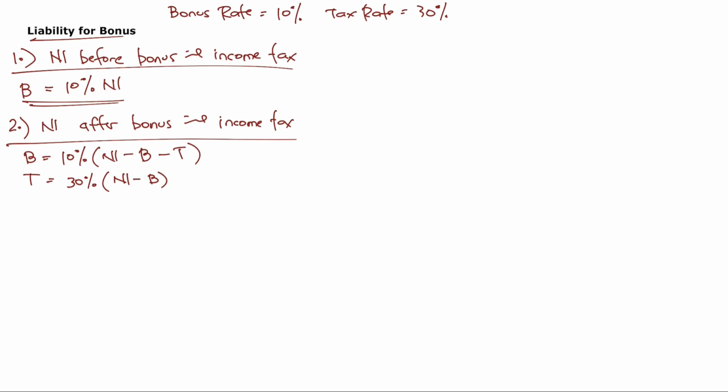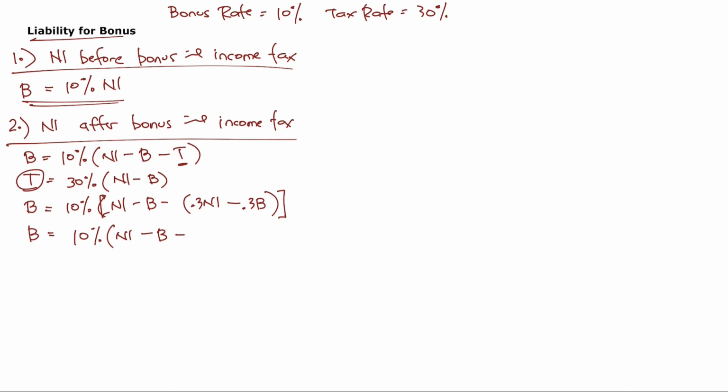Liwanag? Ngayon, i-substitute natin yung value ng T doon sa first equation natin. So, ang lalabas dyan is that B is equal to 10% of net income minus B, then minus 30% times net income will be equal to 0.3 net income, then 30% times negative B will be equal to negative 0.3B. Okay? Now, ilabas natin sila sa parenthesis. So, B will be equal to 10% of net income minus B, then minus, kasi negative yan, minus 0.3 net income kasi negative times positive is negative, and then plus 0.3B. So, bakit naging plus? Kasi negative times negative will be equal to positive.